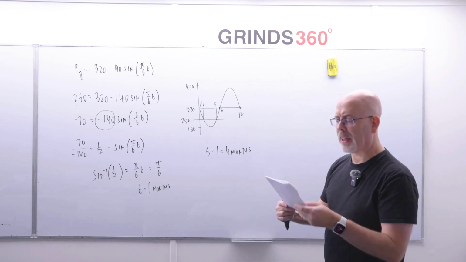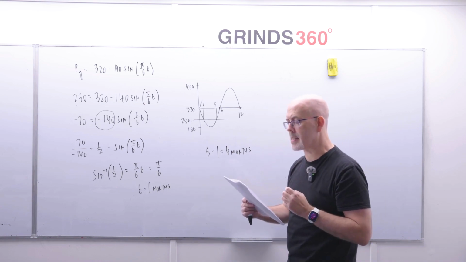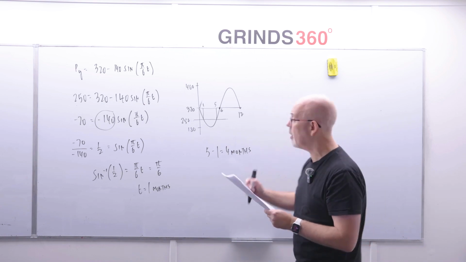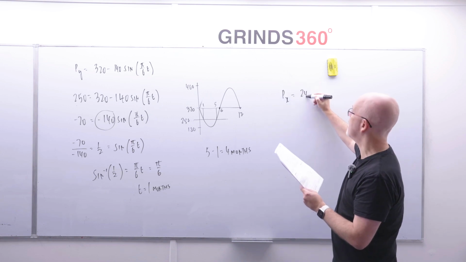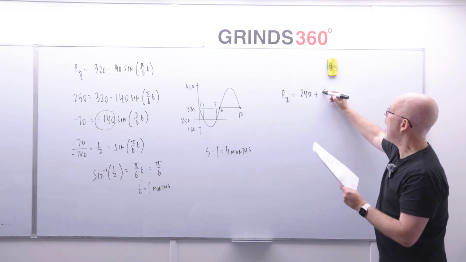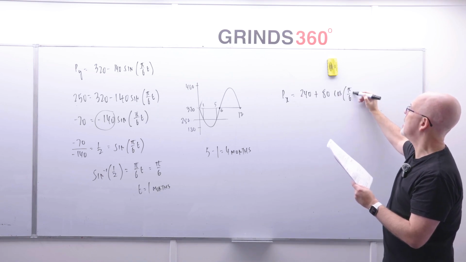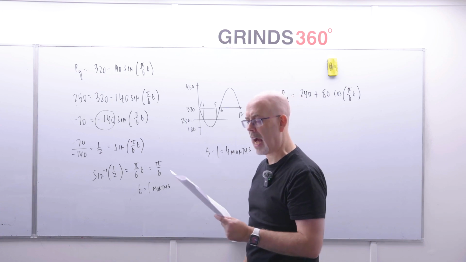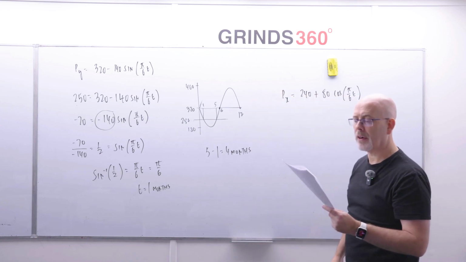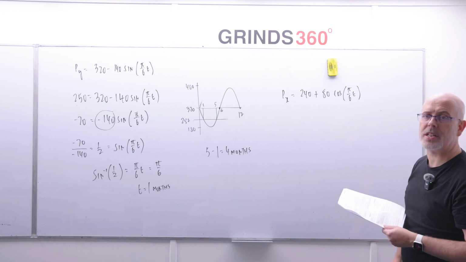Now, part 4 then, on the next page, says the predator population Px can be modeled by this function here. So Px is equal to 240 plus 80 times cosine of pi over 6 t. Okay, and again, in radians, same time. It says plot a graph of Px over the same 18 months.